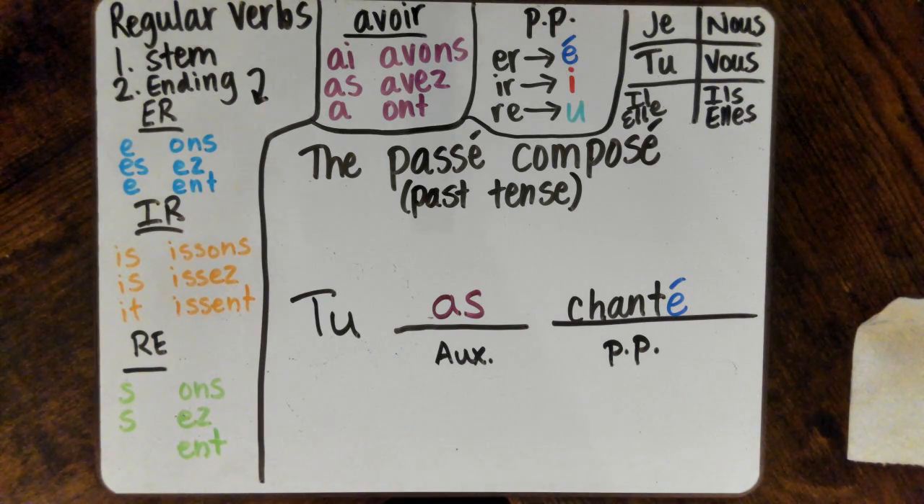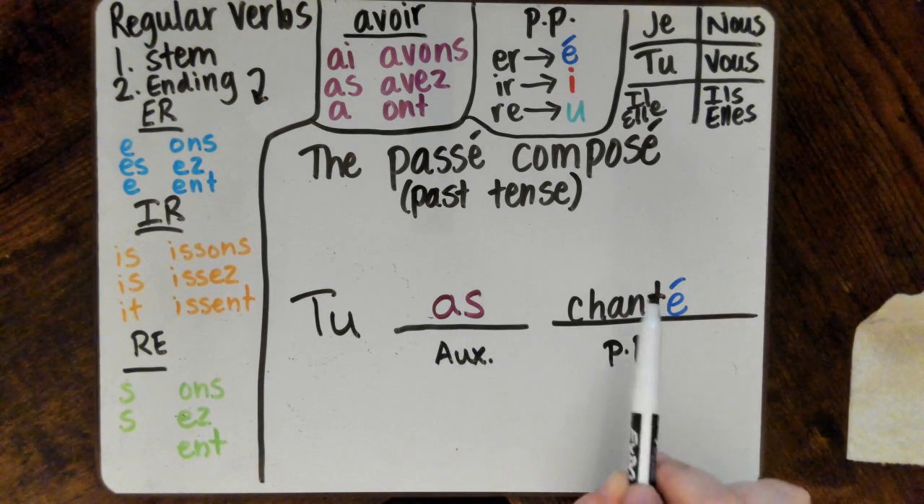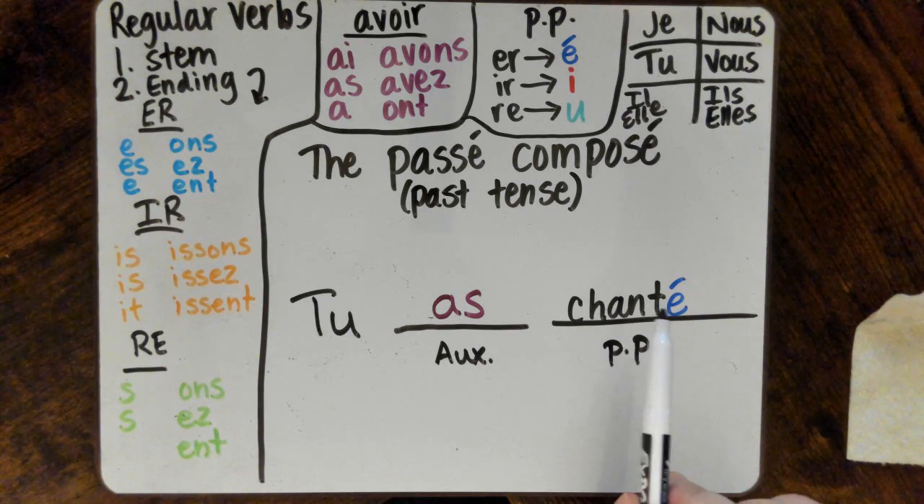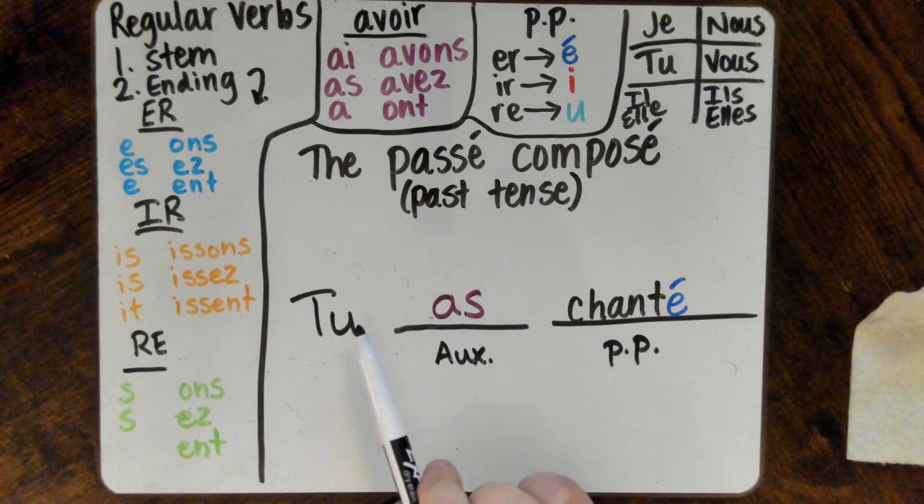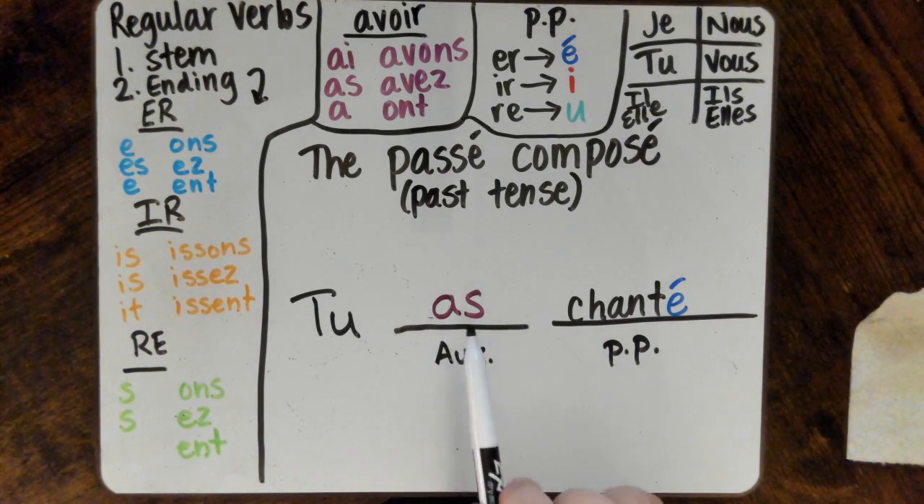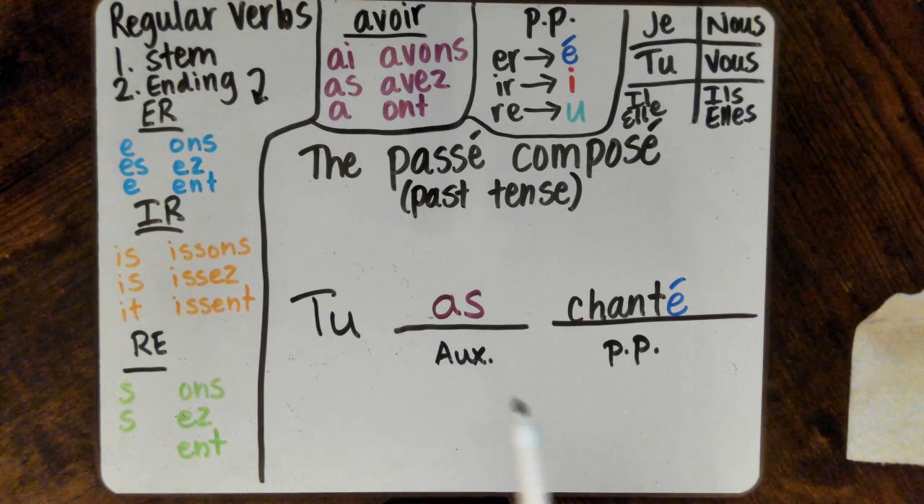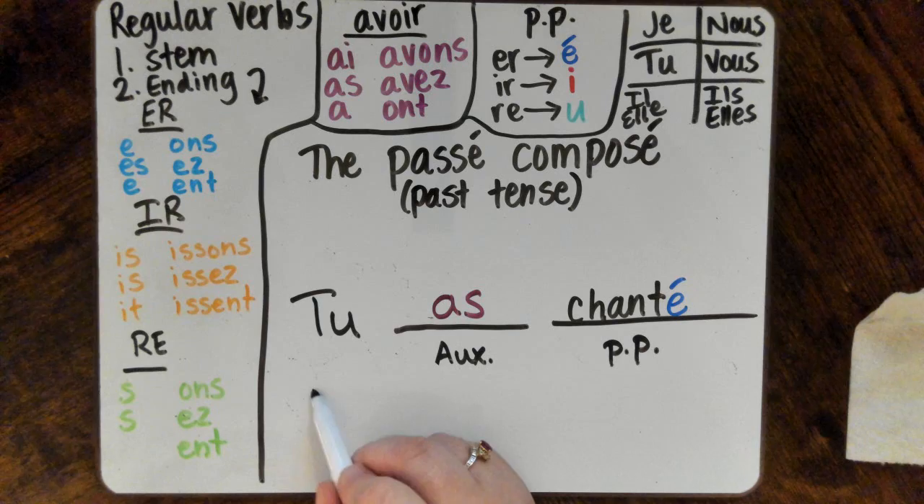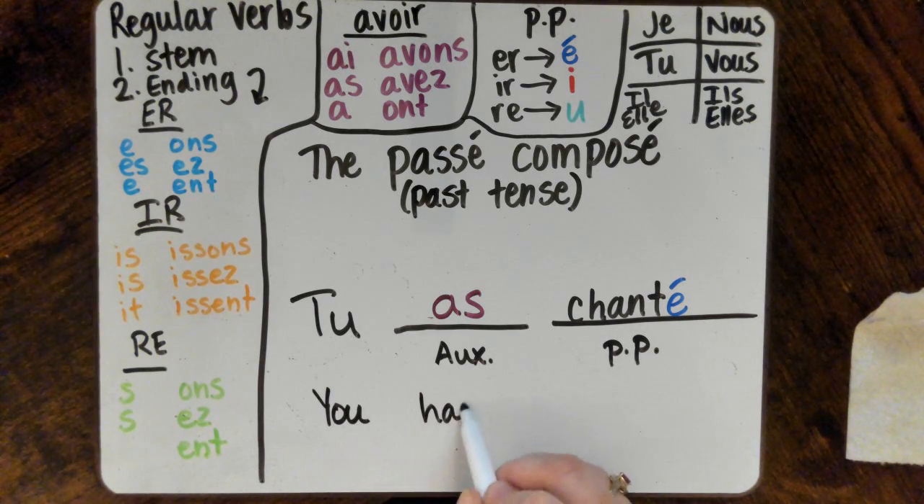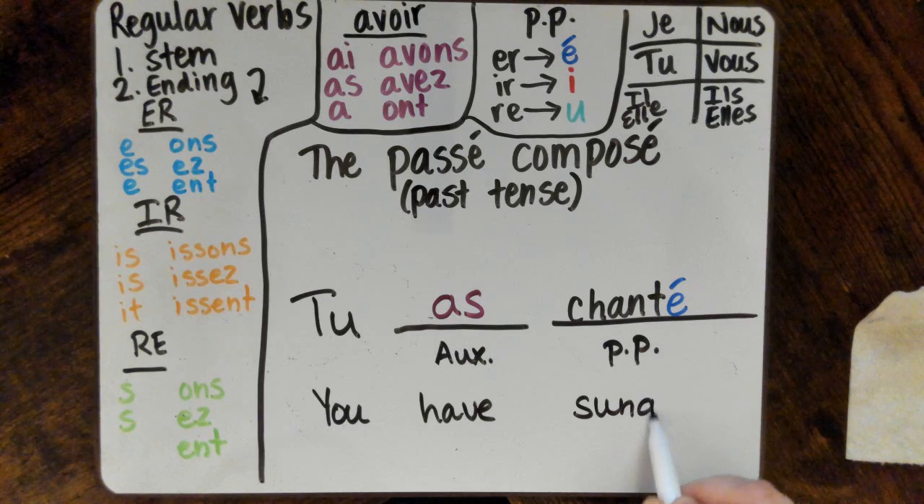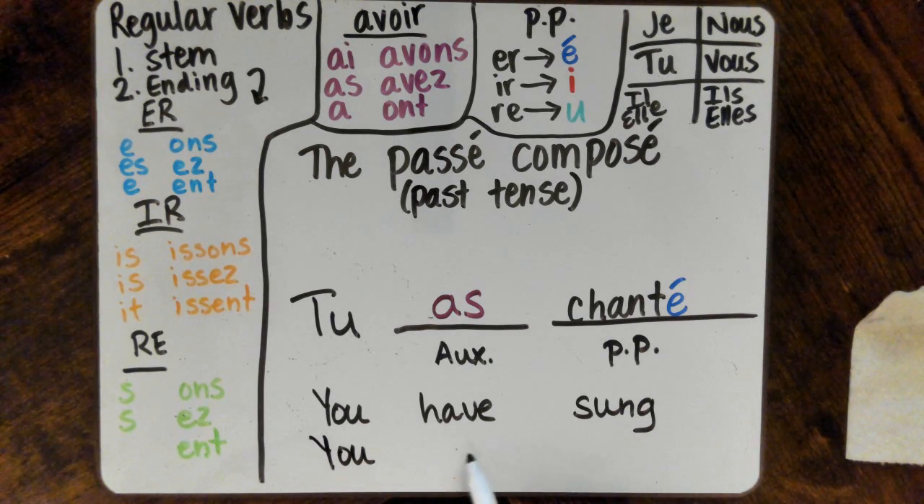So one way that I've heard this is two verbs in a row don't go, meaning you can't conjugate two verbs in a row. So, I mean, technically this whole thing is conjugated, but this is the verb that's conjugated, and then this is just the past participle. So the past participle does not match the subject. The auxiliary matches the subject, and that's what means that it's being conjugated. So this means you have sung, or it could also be you sang.